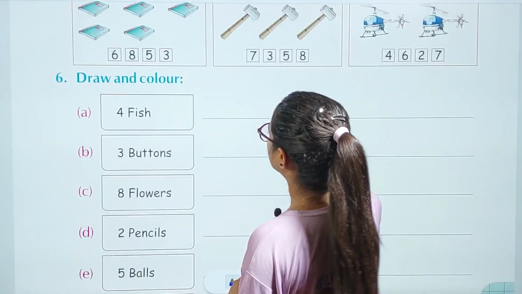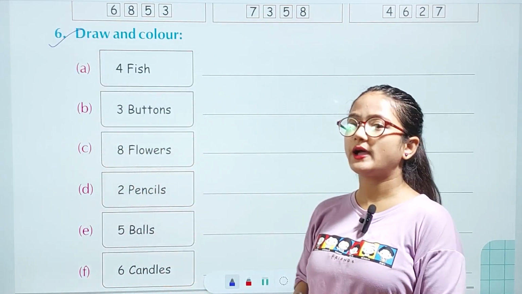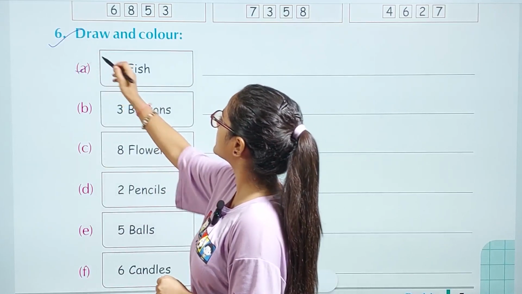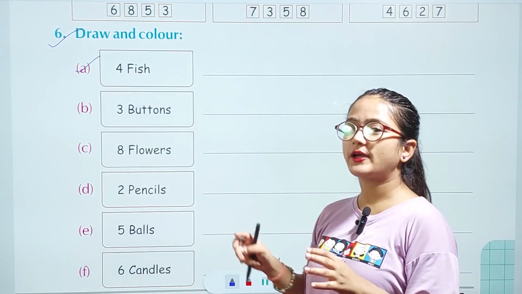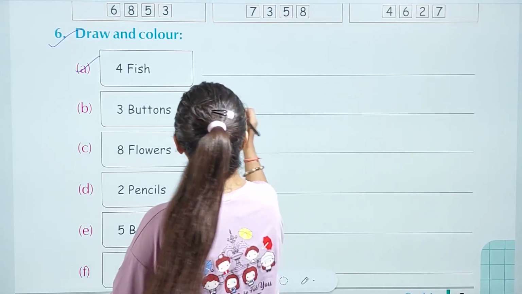Okay. Now the next question is draw and color. You have to draw and color. Like for example, in the first one 4 fish are given. That means you have to draw 4 fish and you have to color those 4 fish. Okay. Like I'm drawing you the first one.